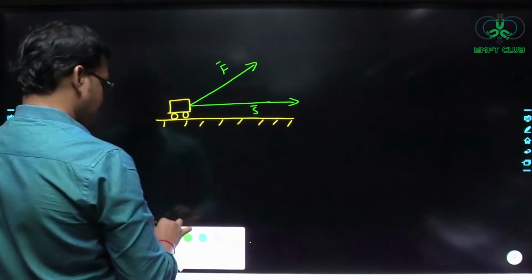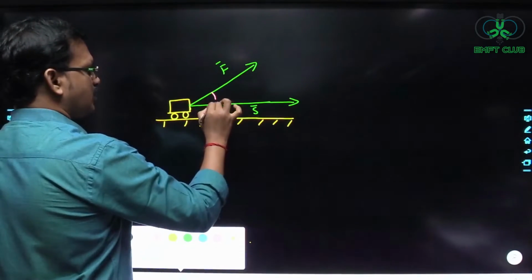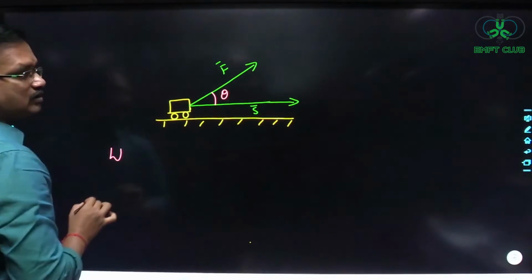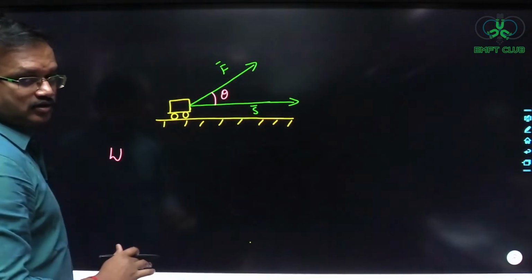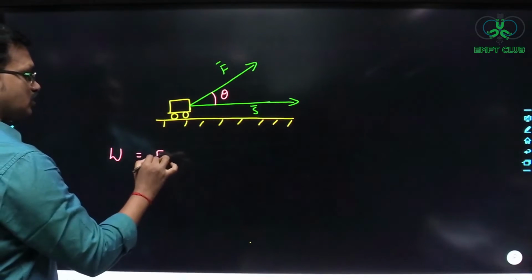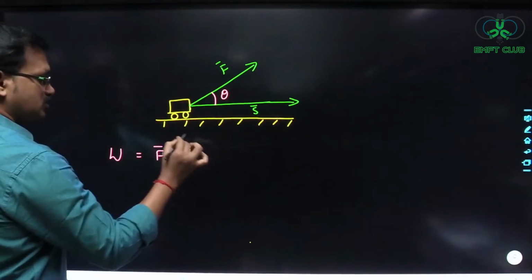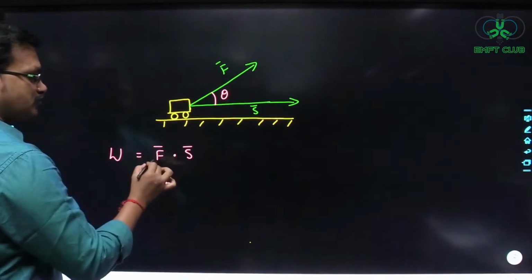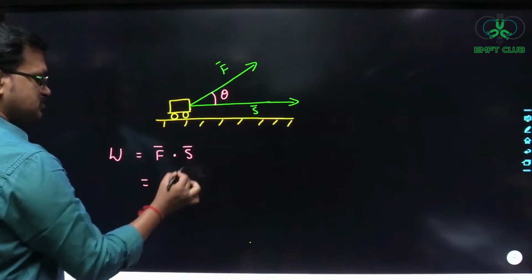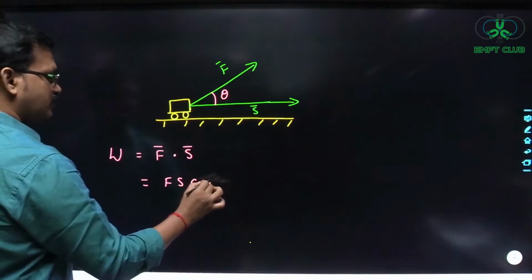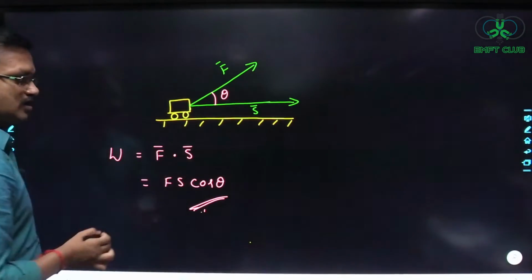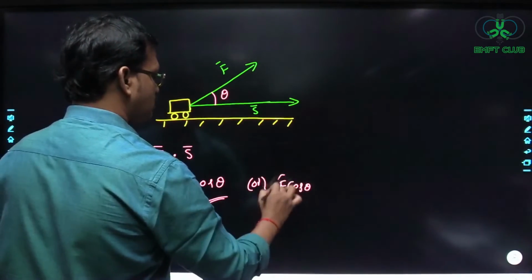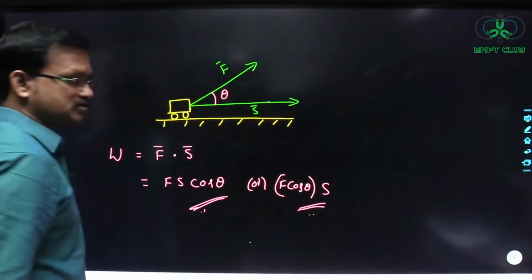Now let us say the angle between this F bar and S bar is theta, right? Now in this case, what is the work done in order to move the trolley here? We know that the work done is equivalent to force dot displacement. So if you do force dot displacement, you get magnitude of force F, magnitude of S bar, that is displacement S, multiplied by cos theta. So Fs cos theta. Now you can write this as F cos theta into S.